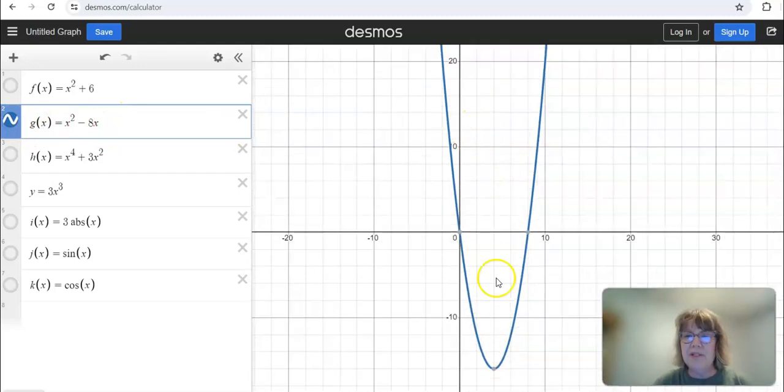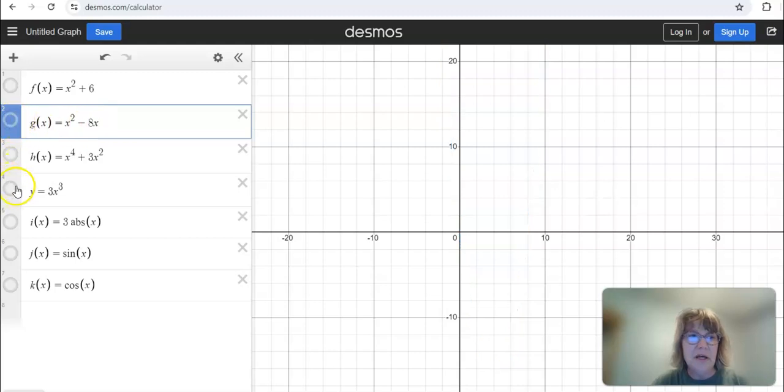It's a parabola, but notice it's not symmetric. It's symmetric over what, 5, or no, what is that, 4? But it is not symmetric to the y. So this is the one that we had neither. Sorry, I typed that in wrong. All right, this one is our odd.